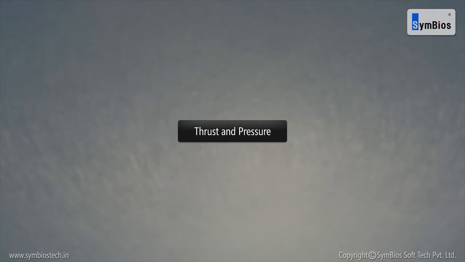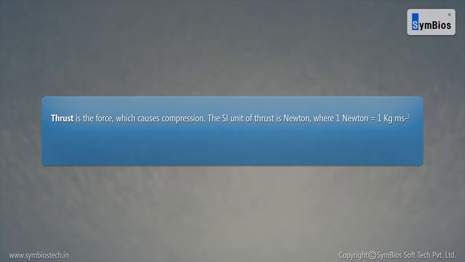Thrust and pressure. Thrust is the force which causes compression. The SI unit of thrust is Newton, where 1 Newton is equal to 1 kilogram meter per second square. Pressure. The force acting normally on the unit area of a surface is called pressure.